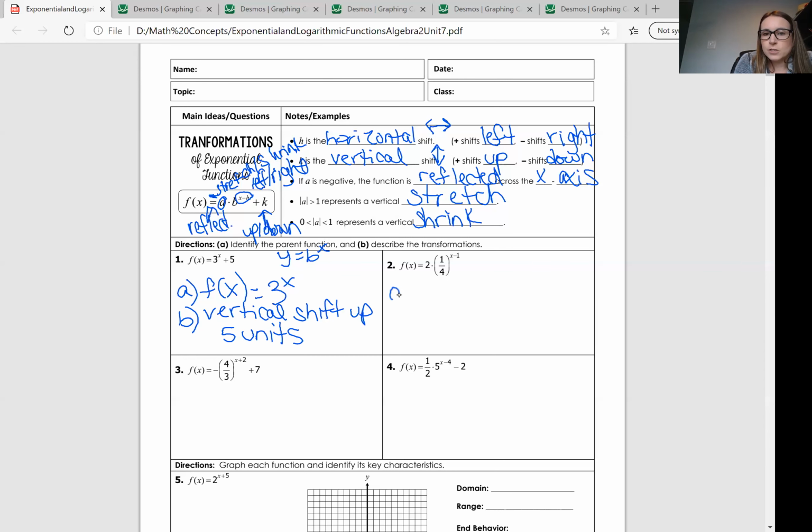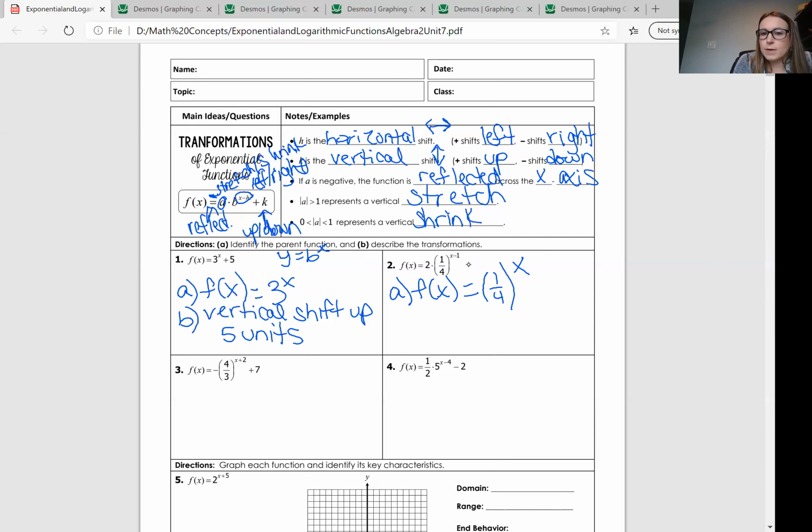So over here, number 2, the parent function is f of x equals whatever with the x as the exponent. So that would be this 1/4, and you could put it in parentheses, that'd be better, to the x power, okay? Do not put the -1, okay?